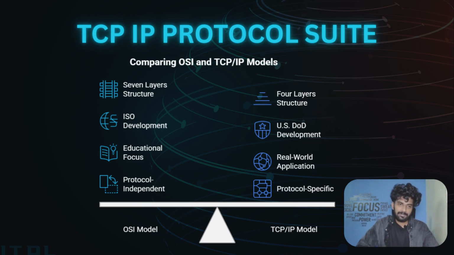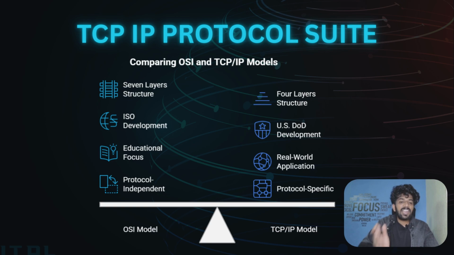At the bottom, the 2 OSI layers, the data link layer and physical layer, are combined into a single network access layer. So OSI has 7 layers, TCP/IP has 4 layers. That is the major difference between the OSI and TCP/IP protocol suite. The next one is development. Who developed OSI and who developed TCP/IP?